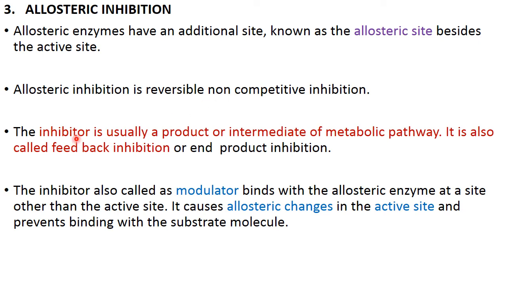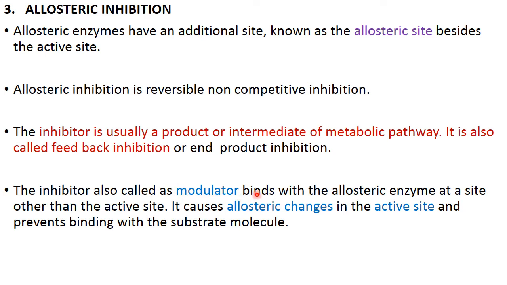And the inhibitor here, as I said just now, these are enzymes that you find in a metabolic pathway. And in a metabolic pathway, if the product is formed in excess, it is going to act as an inhibitor. So this is one of the mechanisms of controlling enzyme activity. When that acts as an inhibitor, it is going to put an end to the formation of that product. When that product is used, then this inhibition is lifted. So here the inhibitor is called a modulator.